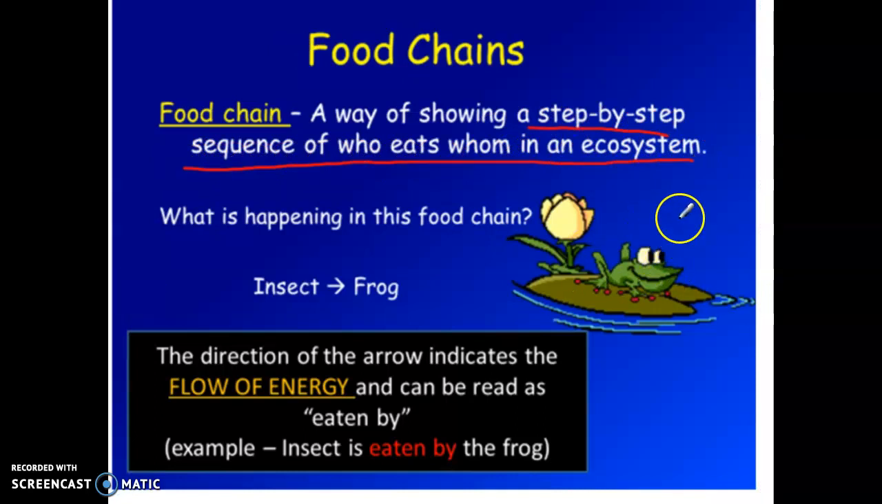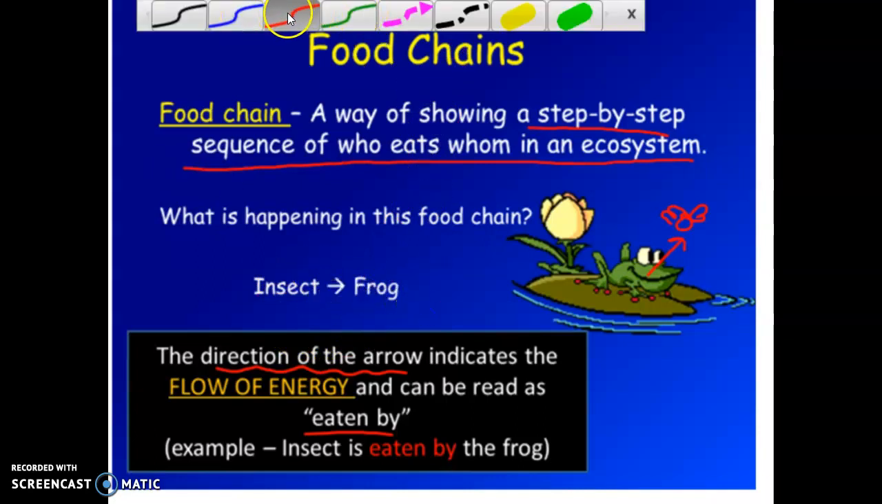So here, I have a little animated thing. There's a fly that comes in and the frog eats this fly. So in this food chain, the insect is being eaten by the frog. Remember the direction of the arrow. I mentioned this before, but the direction of the arrow shows who is eating who in that little food chain. So the frog is eating the insect. When we show this in a food chain, the arrow is pointing from the insect to the frog, meaning the frog is eating the insect.